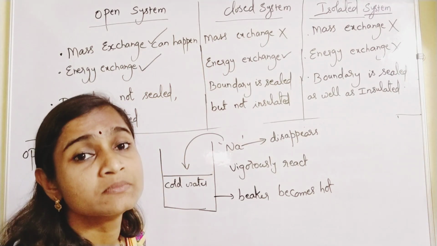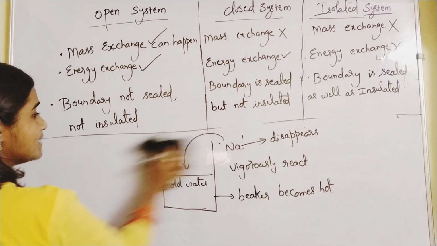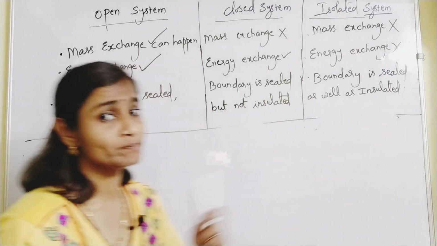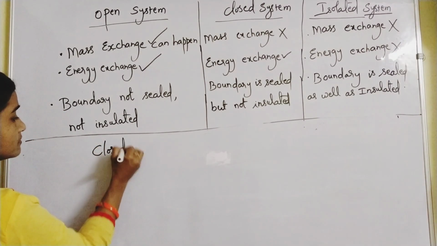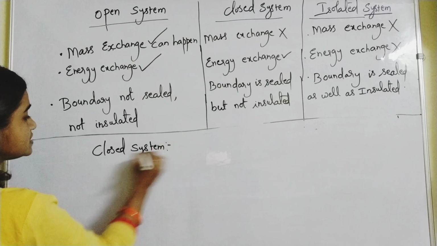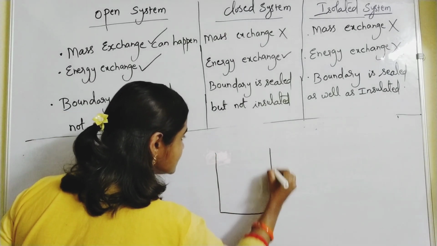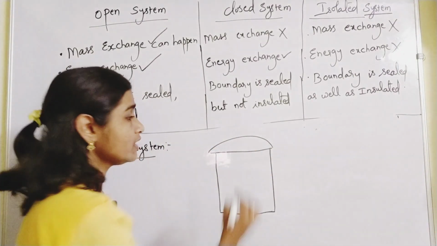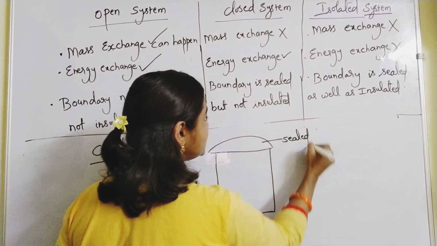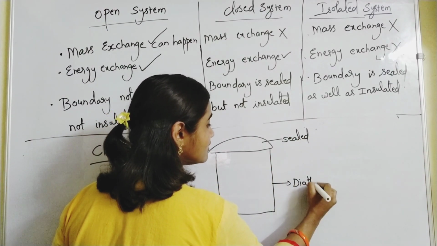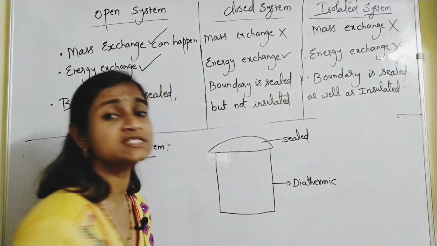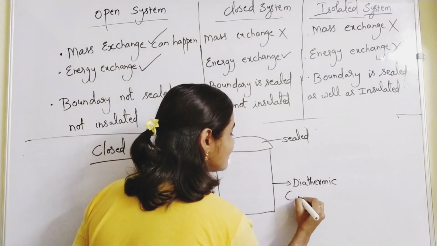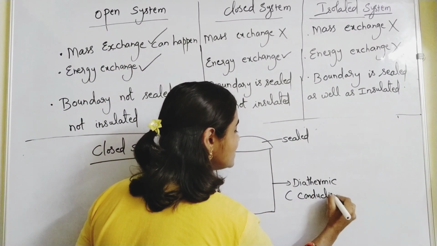And next, the closed system. What is the example for a closed system? Here, as I said, the boundary is sealed from the top. Closed means sealed, but this is diathermic only. From the top heat exchange is not happening, but from the sides it is happening. Diathermic means a conducting boundary, not insulated.